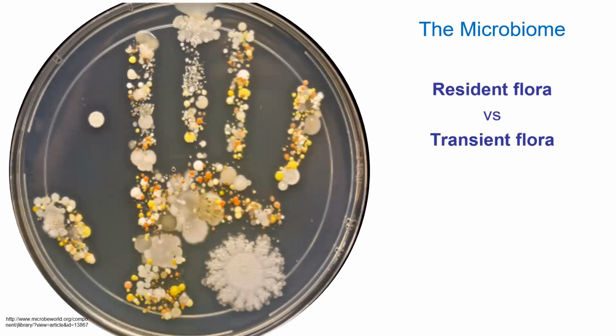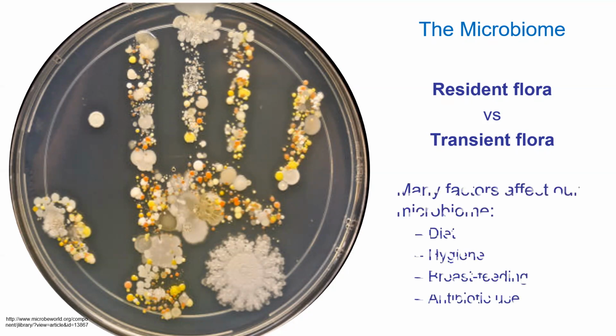So some definitions. Often when we talk about our microbiome, sometimes we talk about resident flora versus transient flora. So resident flora means things that are with us at all times. So for most of us, for example, Staphylococcus epidermidis is on our skin always. Once we're born, it gets on our skin. It always lives on our skin. We always have it on our skin.